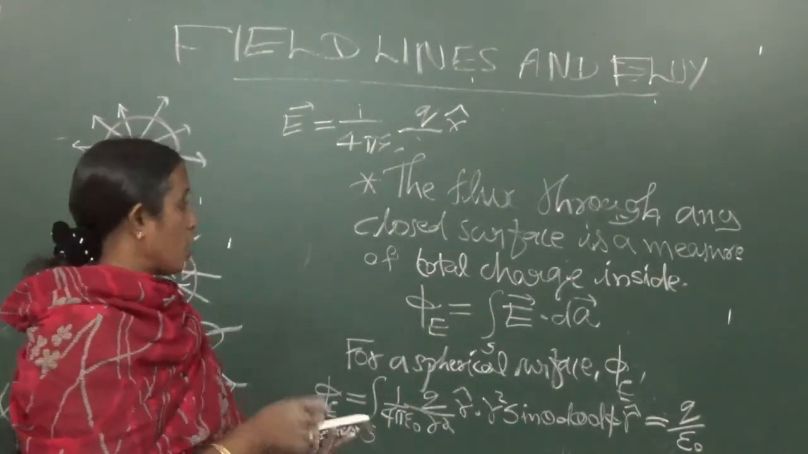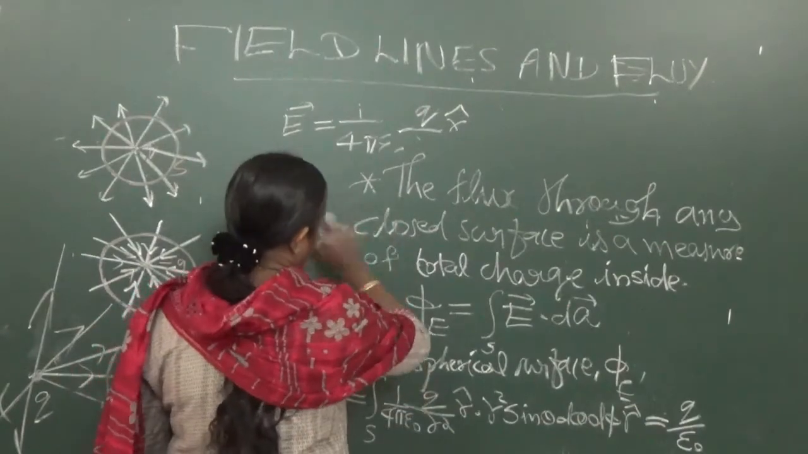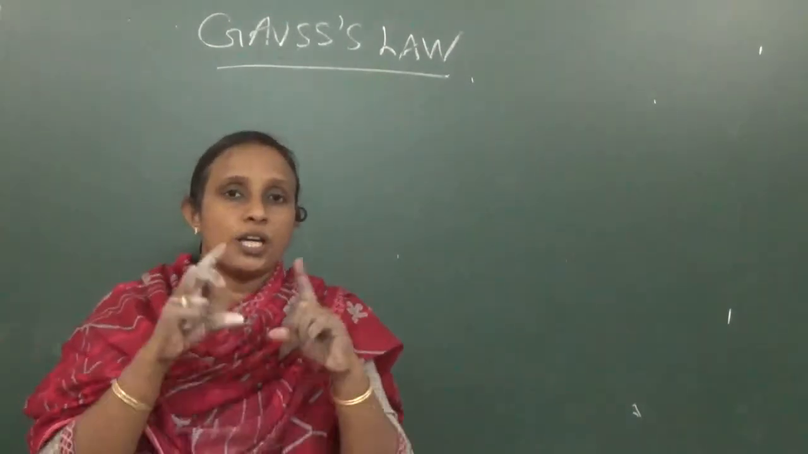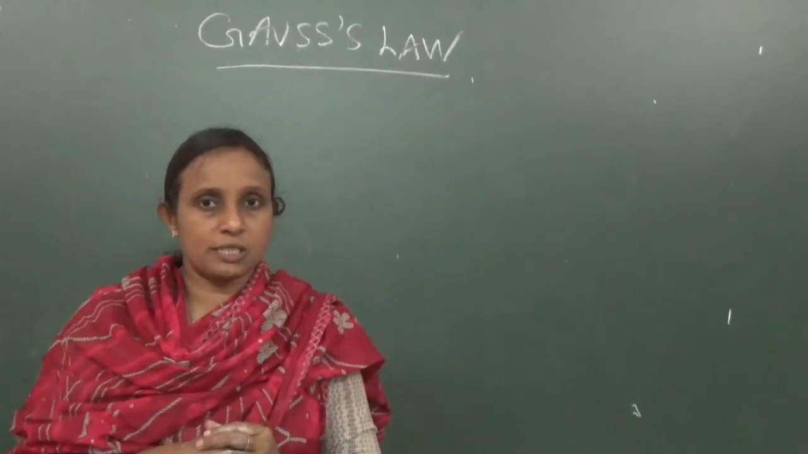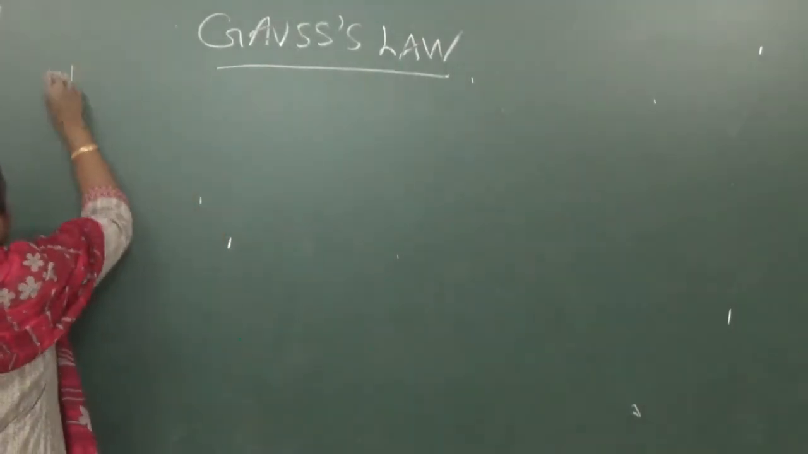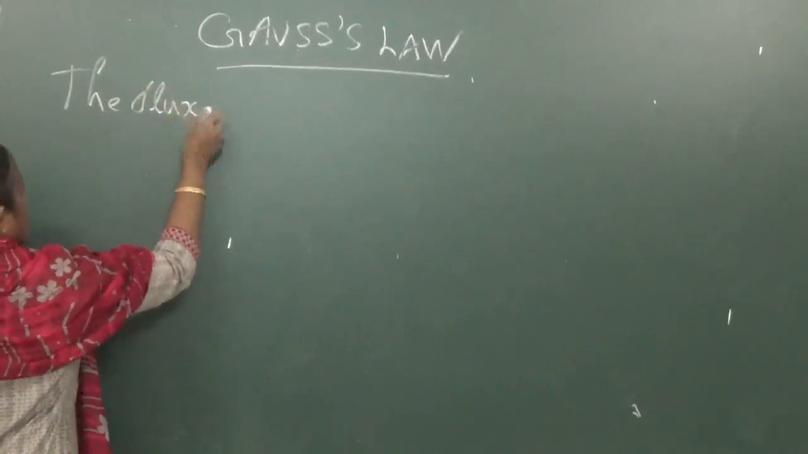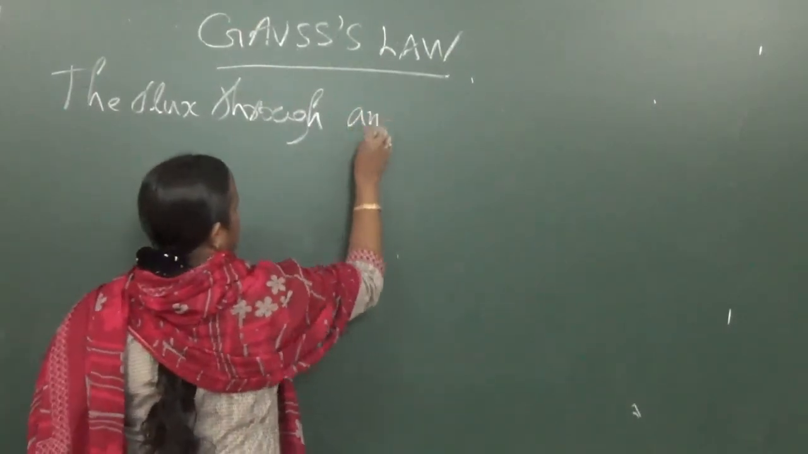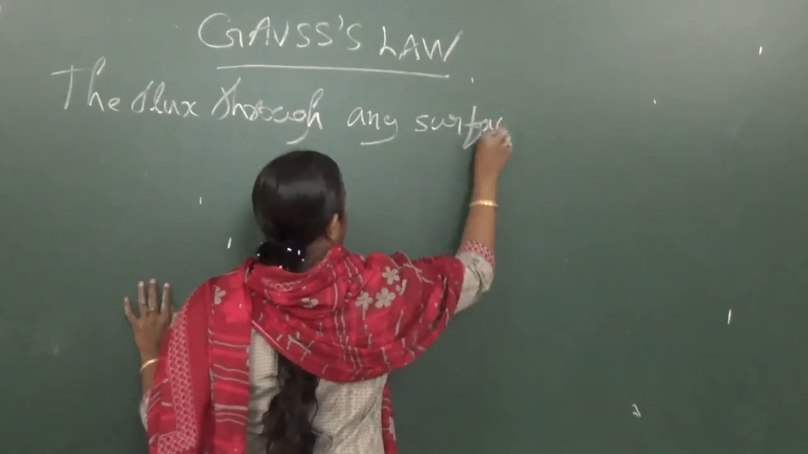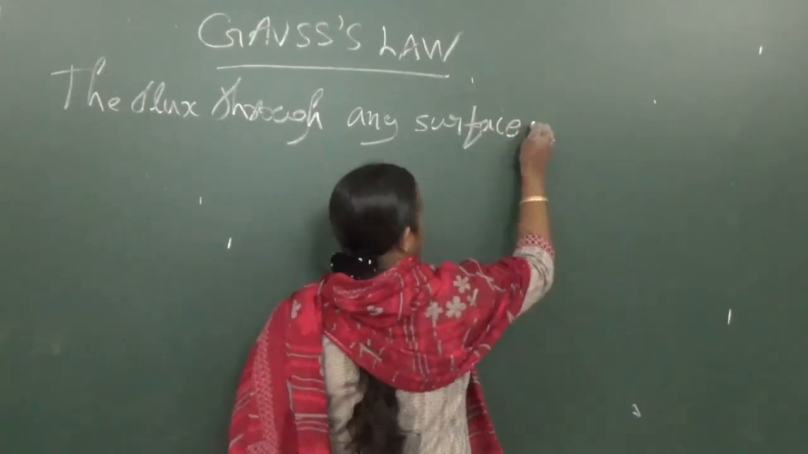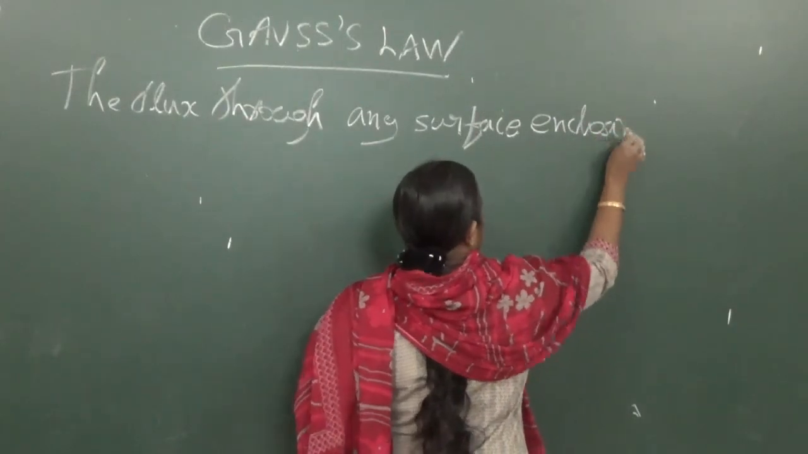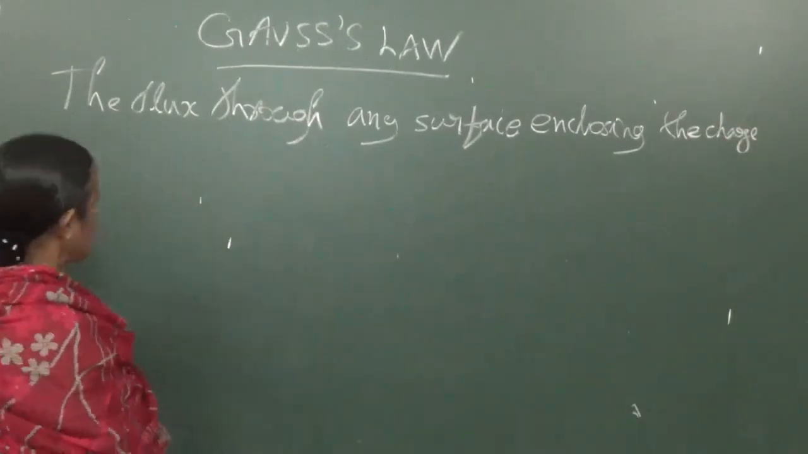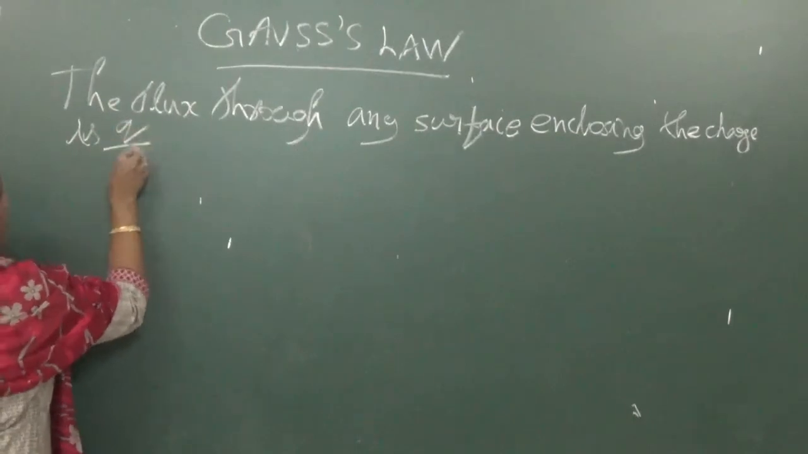This law is called Gauss law. We can state the Gauss law as: the flux through any surface enclosing the charge is q by epsilon 0.